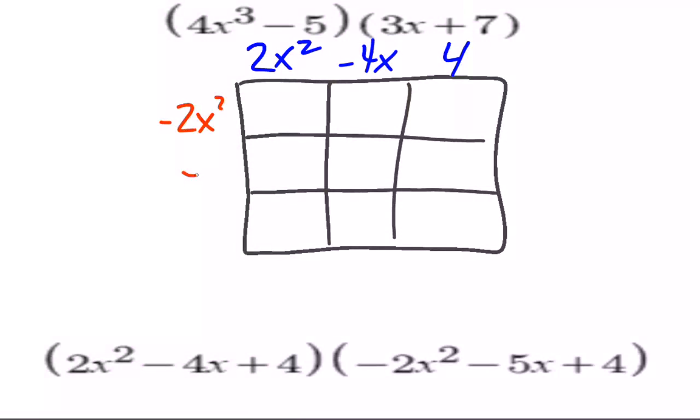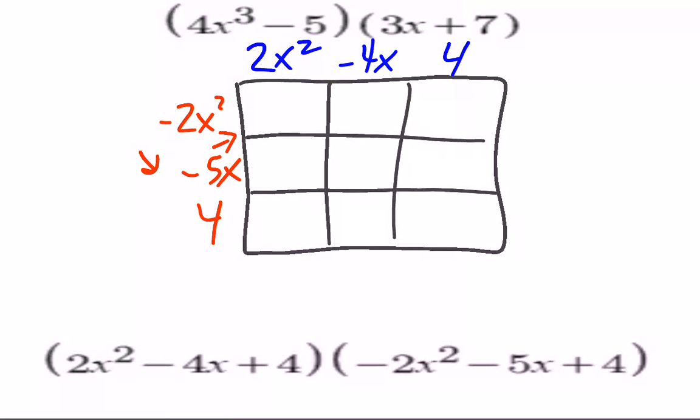Also, make sure you write the sign with the term, like what I did right here, the minus 5x. Don't write it in between the boxes right there, because then you start to lose signs, and I've just seen a lot of mistakes when students do that. Okay, so then I'm just going to multiply.